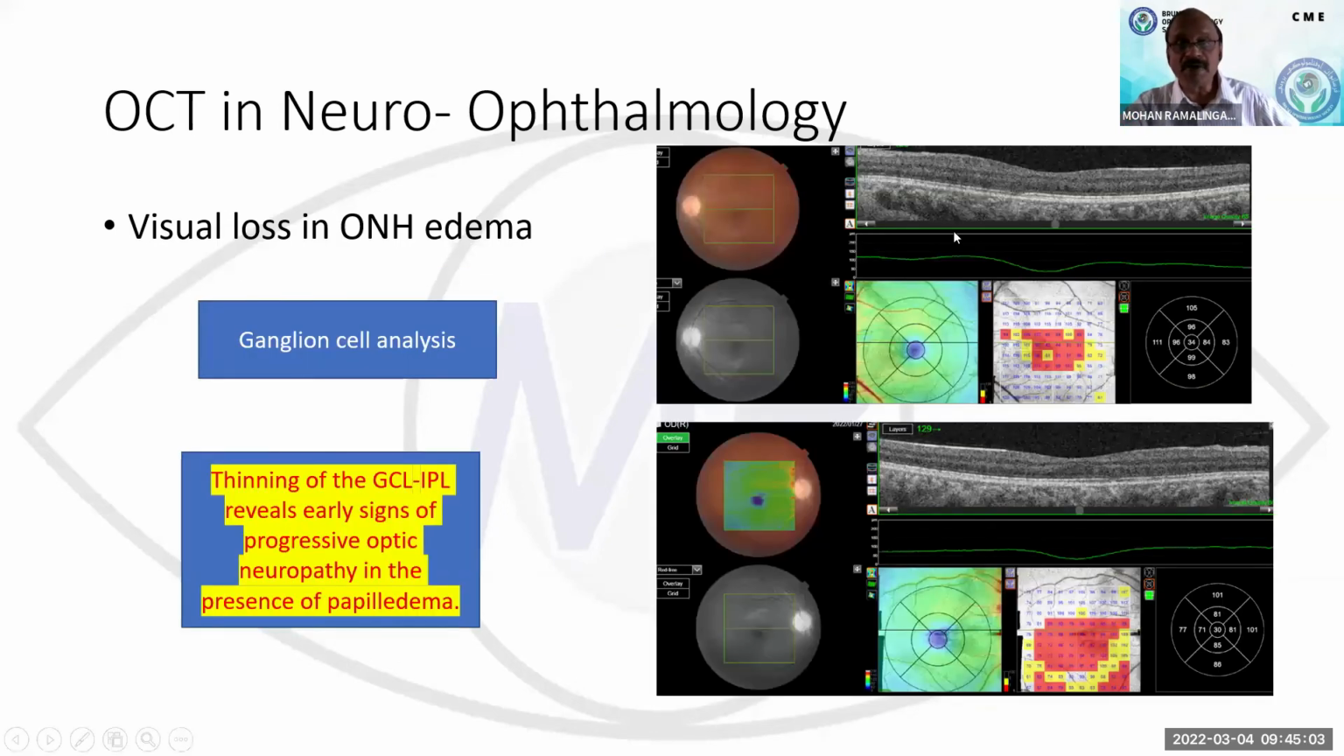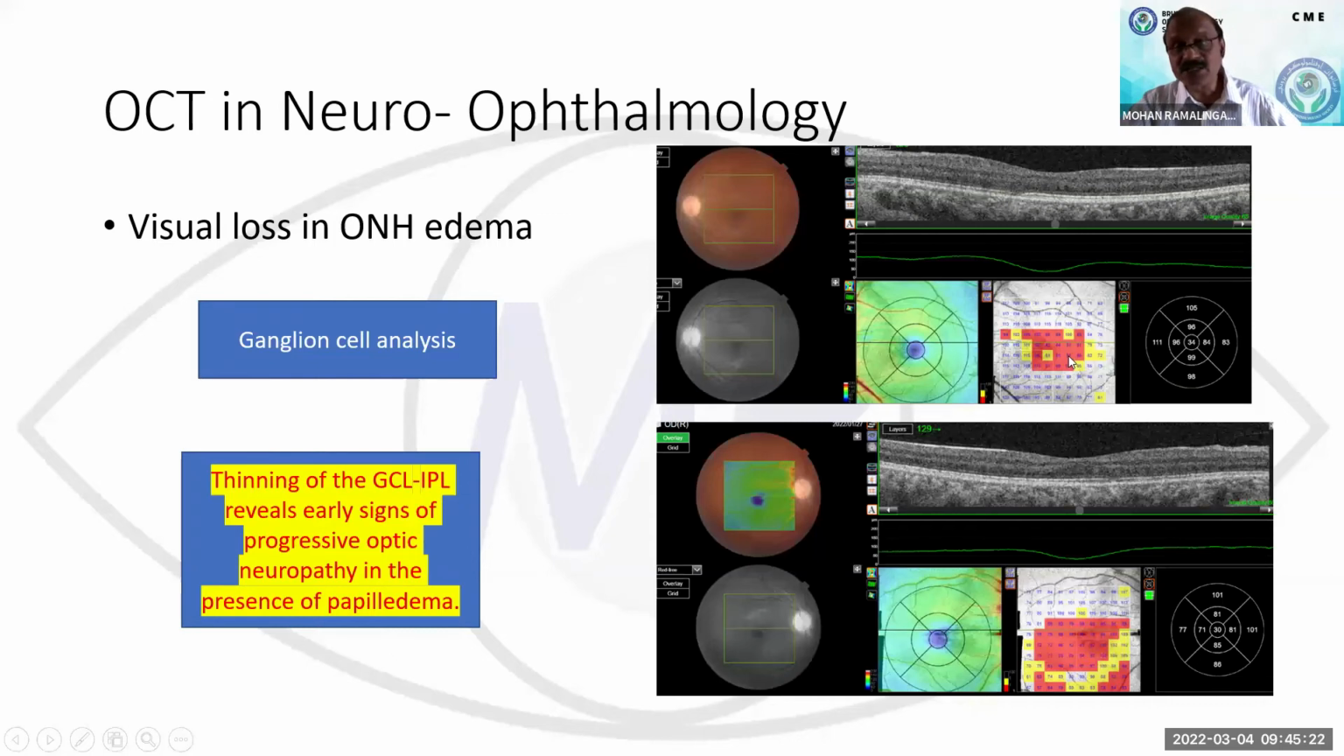So this is one of our patients. He was treated, and you can see the pallor of the optic nerve head, and we made a ganglion cell analysis. There we can see the thinning of the ganglion cells in this patient. The thinning is more on the right side compared to the left side.